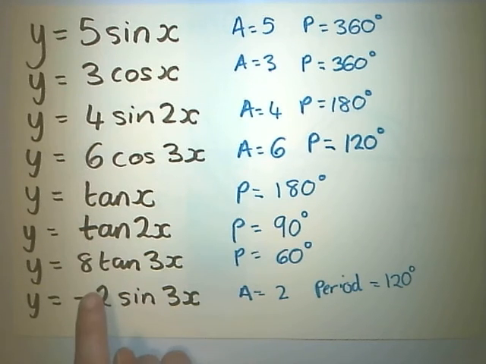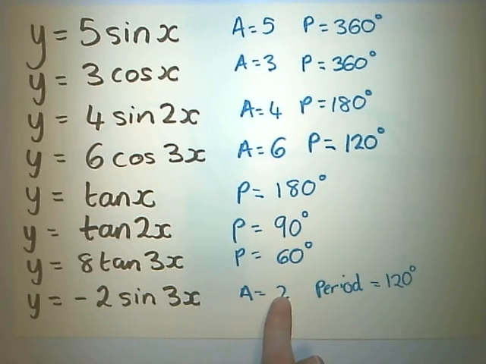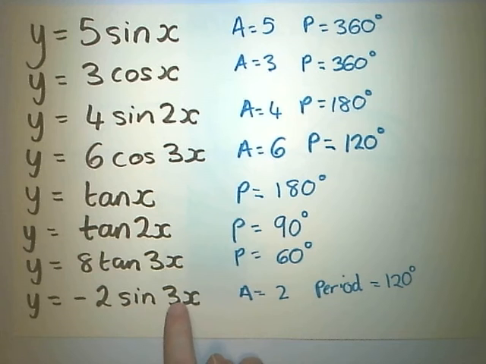Okay. On this one, the negative, it's still got the same amplitude because amplitude's just half the height, so it would still just be a positive 2 for the amplitude. The period would be 120 for this one because 3x, 360 divided by 3 is 120. So just remember the period for a sine and cosine is 360 normally, and for tan 180 degrees normally. But if there's a 2x or a 3x or a 4x, you have to divide by that number to find out the period.